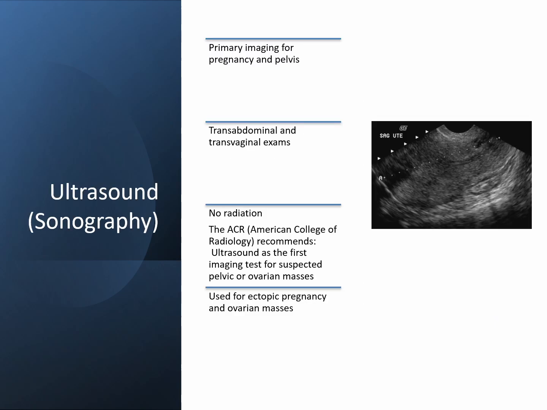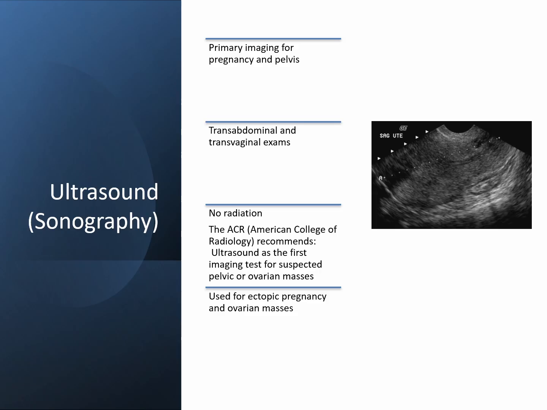Sonography, or ultrasound, is the primary imaging method for the female reproductive system in both pregnant patients and non-pregnant patients. It is very accurate and uses no ionizing radiation. It is also safe for mother and fetus, which is why it is used.